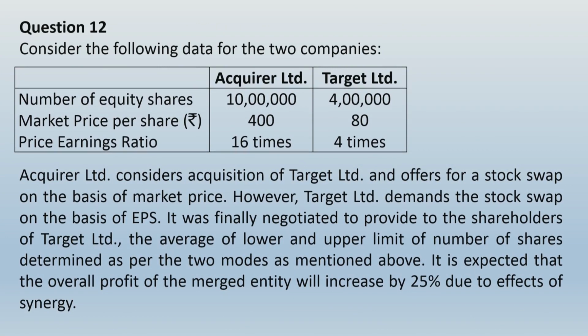Consider the following data for the two companies, Acquirer Limited and Target Limited. What has been given is number of equity shares, market price per share, and price earning ratio. Acquirer Limited considers acquisition of Target Limited and offers for a stock swap on the basis of market price. However, Target Limited demands the stock swap on the basis of EPS. It was finally negotiated to provide to the shareholders of Target Limited the average of lower and upper limit of number of shares determined as per the two modes mentioned above.